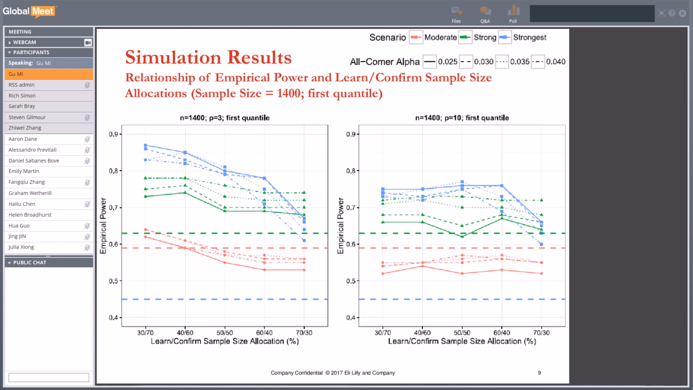However, it is worth pointing out that even with as many as 10 markers at the learn stage, the power gain from the two-stage design over the one-stage design is very clear if the biomarker effect is very strong and the biomarker can be correctly identified. So like as shown here in blue and in green. This is obvious as the two-stage design power curves lie consistently above the corresponding horizontal dashed lines for the one-stage design powers.